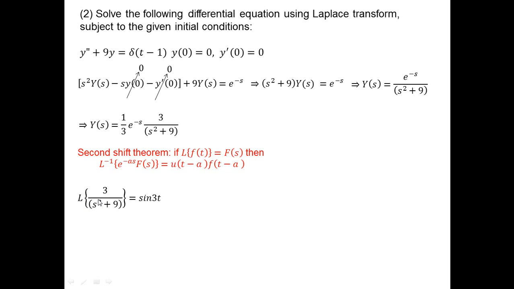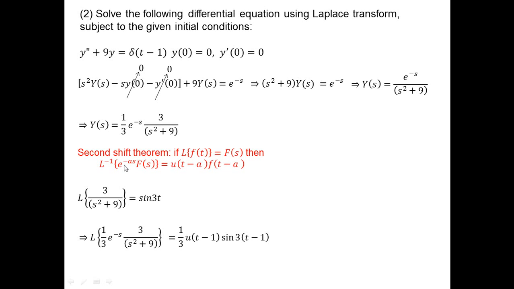Now, I know the Laplace of 3 over s squared plus 9 is sine 3t. In fact, sine 3t is my f(t), and 3 over s squared plus 9 is my F(s). By considering and applying the second shift theorem, I see the Laplace inverse of 1 over 3 e to the minus s times 3 over s squared plus 9. Here 3 over s squared plus 9 again is my F(s), and e to the minus s is my e to the minus as. In this case, a is equal to 1.